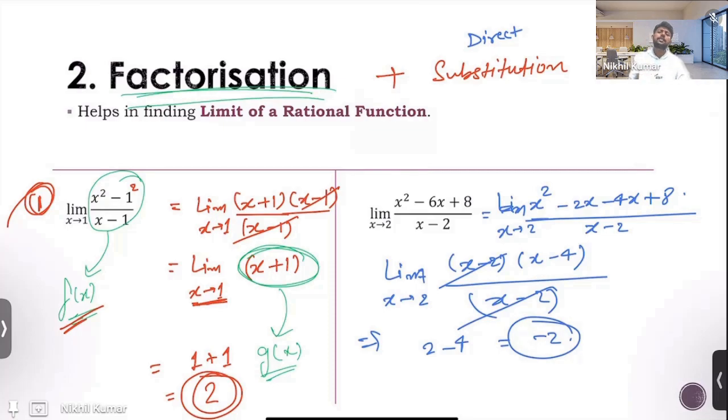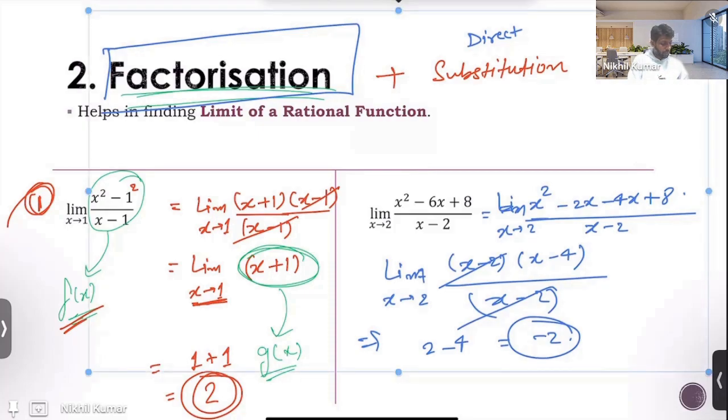So factorization is another technique which helps us find out the limit. What did we see? First we'll try direct substitution. If direct substitution is not working, if it is giving us indeterminate forms, we try different methods. The first method, apart from direct substitution, is factorization. Sometimes you'll have to factorize the numerator, sometimes the denominator, depending on the question. Let's move on.